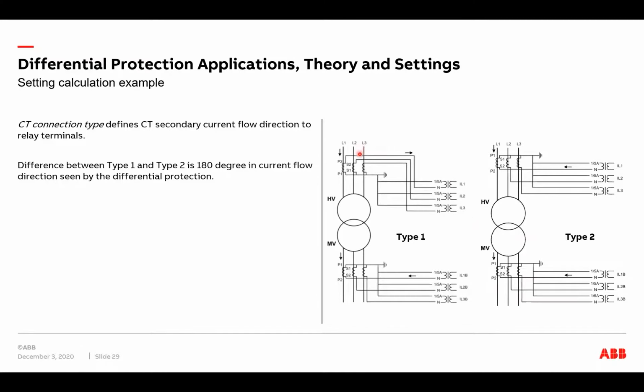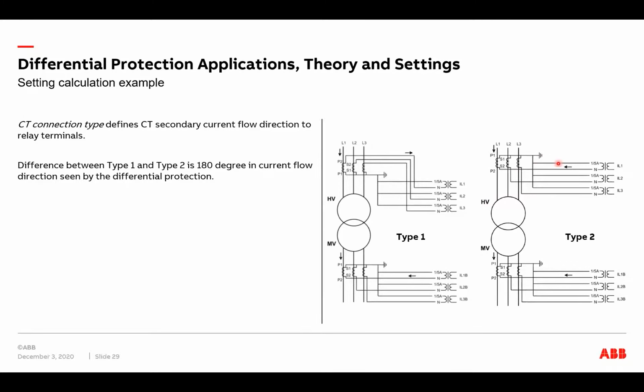In this case, the current will flow to the N input on the relay and out on the 1/5A input. That's for the primary side. And for the secondary side, the current will flow in on the 1/5A input and out on the N. So you see there's a difference here between these two. So basically it's a 180 degrees phase shift. So if your connection is like this, you choose type 1.